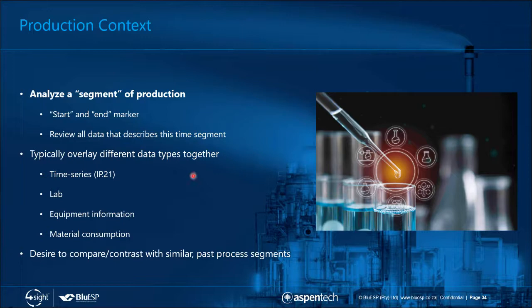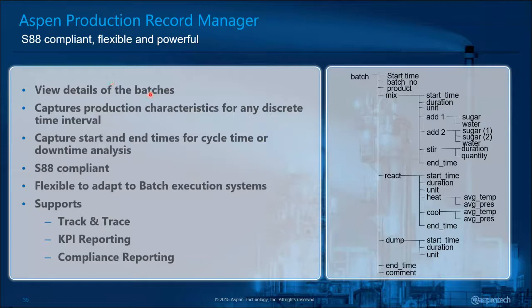The Record Manager follows the S88 compliant standard that we know. It's very flexible and powerful. It enables us to view certain details in the batches. If you look here on the right hand side, I've got a certain batch that I wanted to have a start and an end time, maybe some comment, a batch number and what product we are making. For the different operations within this batch, you will see the batch go through certain operations with different phases. And for all of these phases, we want to be able to track and trace and do KPI reporting and compliance reporting on the systems.